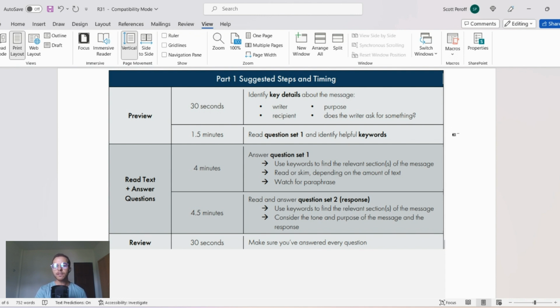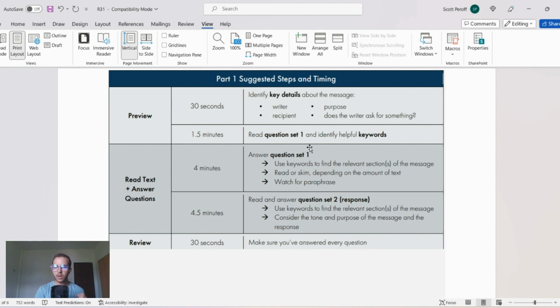Next, you're going to read the first set of questions and identify keywords. The format for the CELPIP exam is nice because you get to see the questions and the text at the same time. So you can scroll up and down and go back and look at it. You have to answer the questions in the right amount of time, and you cannot go back once the time is finished. So follow this format.